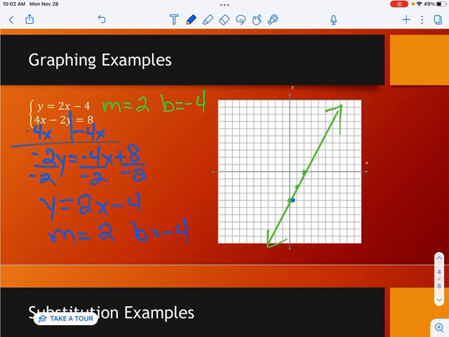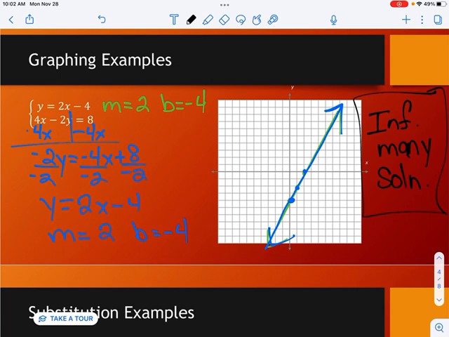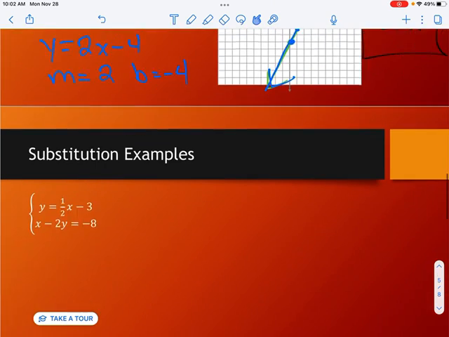So if you notice, I come in here, I put my dots, go up to right 1, up to right 1. You should notice that that is the exact same line. So when we're asked what that solution would be, it's infinitely many solutions, because if I satisfy the first equation, I automatically satisfy the second. Okay?